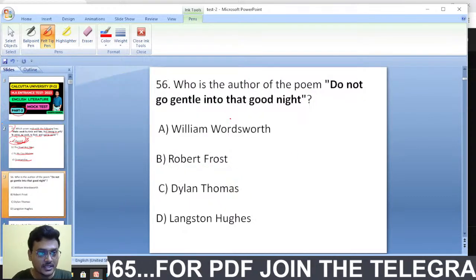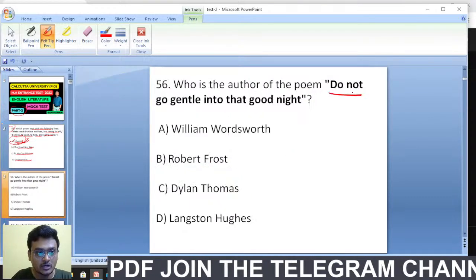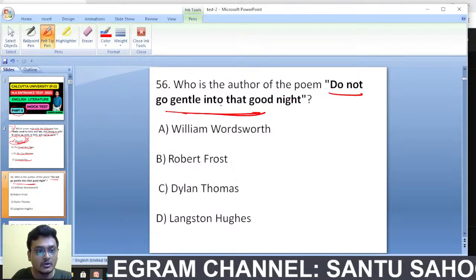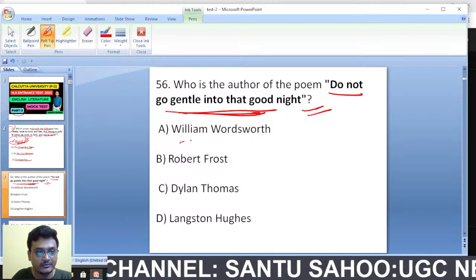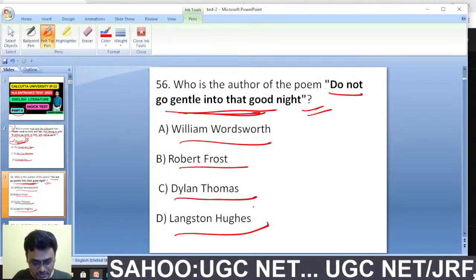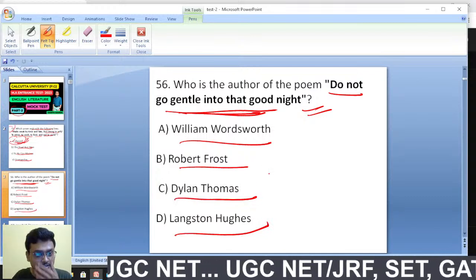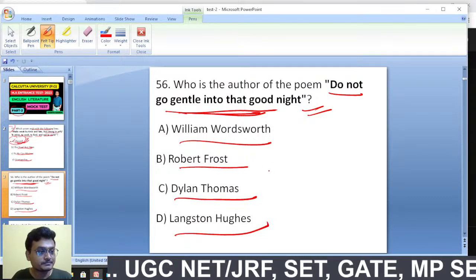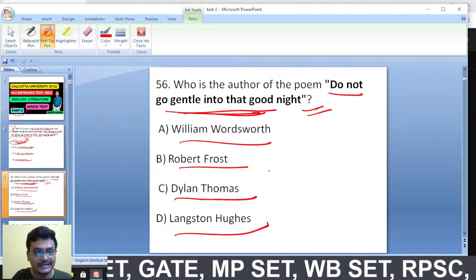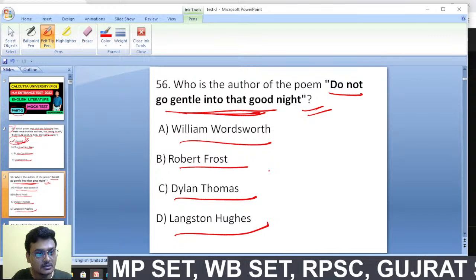Excellent. Next question. Who is the author of the poem "Do Not Go Gentle into That Good Night"? William Wordsworth, Robert Frost, Dylan Thomas, or Langston Hughes? Got it? So here the poem, "Do Not Go Gentle into That Good Night."